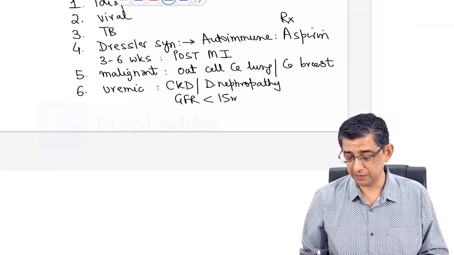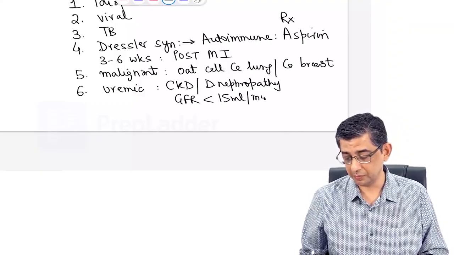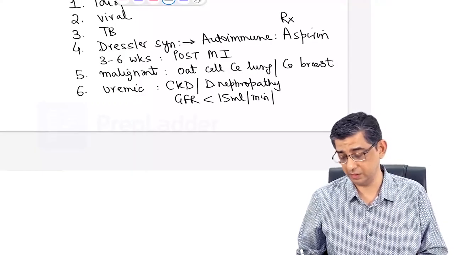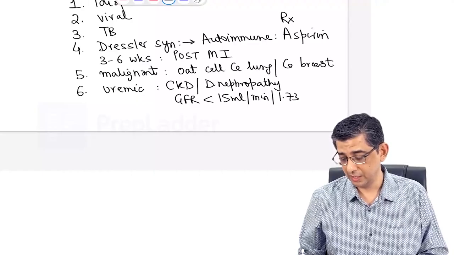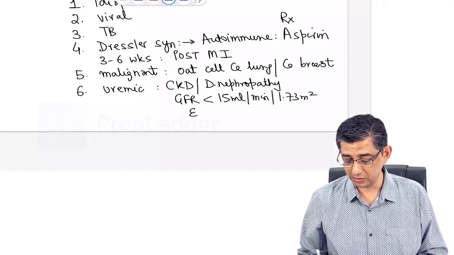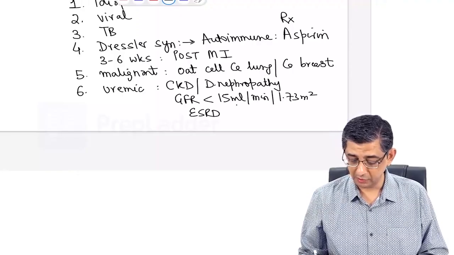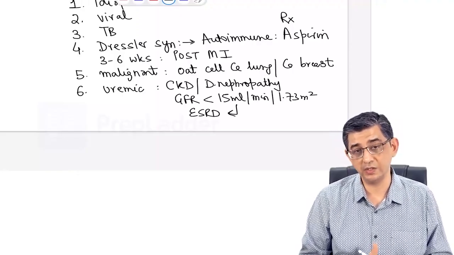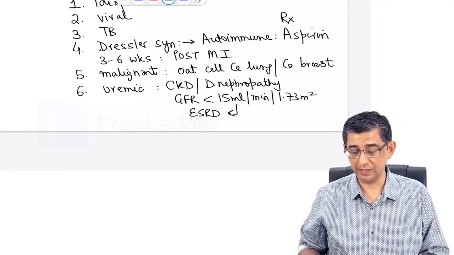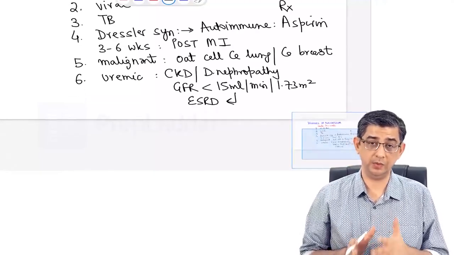GFR less than 15 is going to contribute to the development of uremia in a person, which will necessitate hemodialysis. The alternative term used to describe this GFR of less than 15 is end stage renal disease. I just wanted to highlight that he can basically talk about a diabetic person.